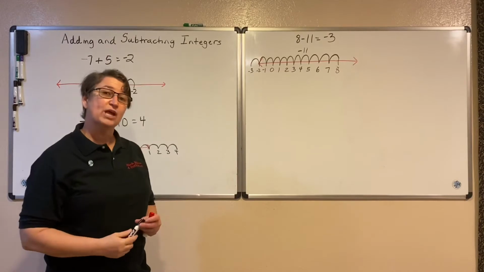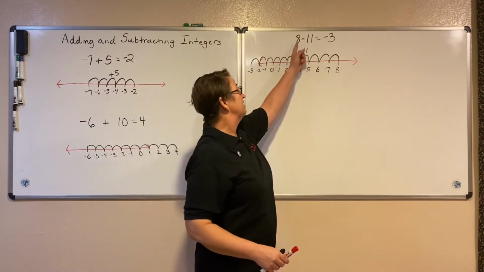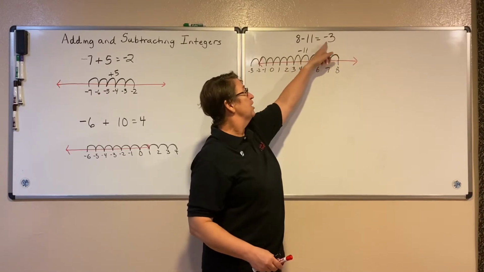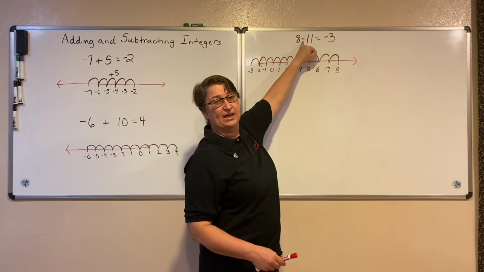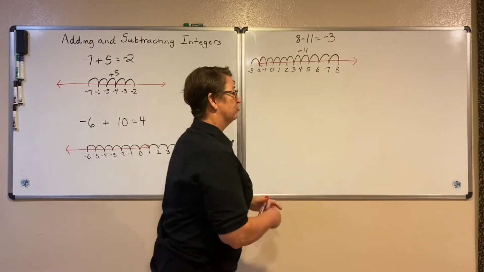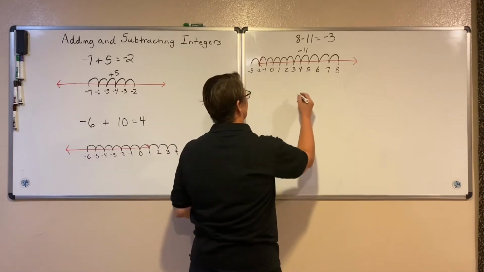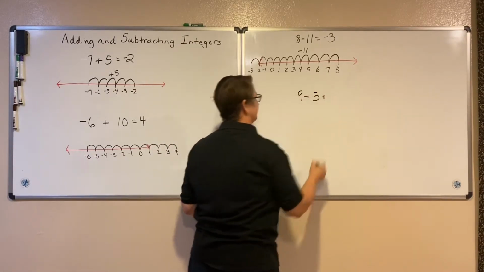Notice again, really all I'm doing is subtracting those two numbers. 11 minus 8 is 3. But because 11 was bigger, I ended up in negative land. I keep the sign of the bigger number. Let's do one more example here. How about if I have 9 minus 5?